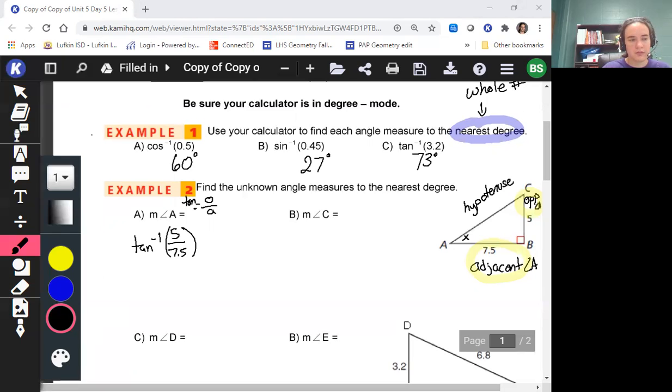Press the trig button, or down and over, and go ahead and do your control divide, 5 over 7.5. And we get 33.69. Again, we're rounding to the whole number. We have a 6 in the tenths place, so that rounds up to 34 degrees.